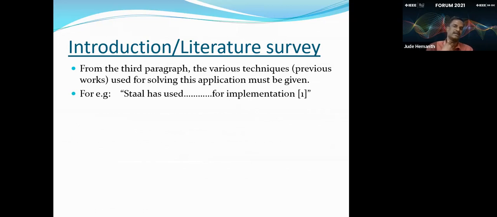For example, you can have one person, Stahl. Stahl has used so and so for implementation. This is one way of giving the reference. But most of the time, Stahl is a single person, so the verb which should follow him is "has," not "have." People make mistakes here lots and lots of times, which is completely not acceptable.